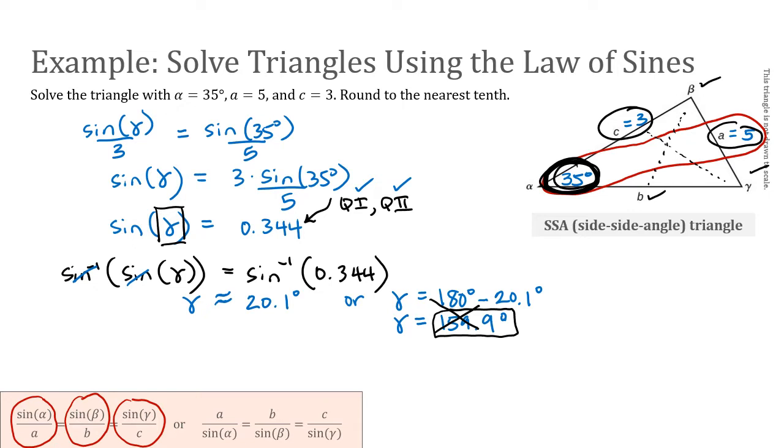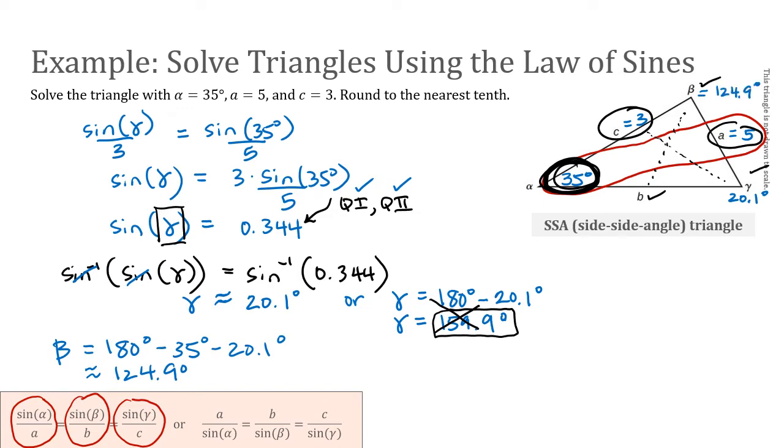Okay. Now, if gamma is 20.1 degrees, and let me just go ahead and mark that in my picture, then let's see, beta, what's beta? Beta is going to equal 180 degrees minus the 35 degrees that was given, minus the 20.1 degrees approximately, and I get 124.9 degrees. That's what I get for beta. So let me mark that on there.